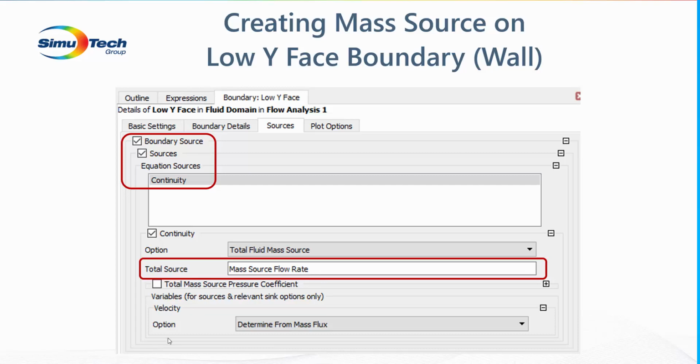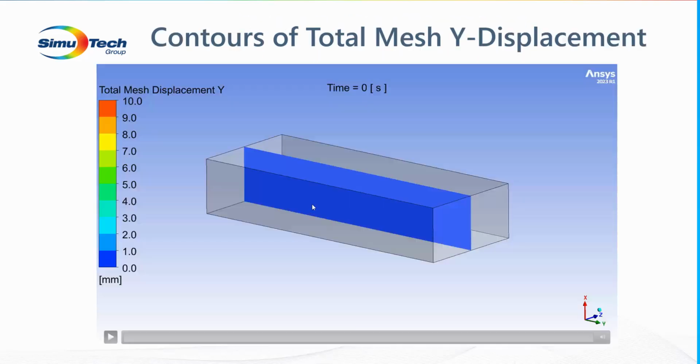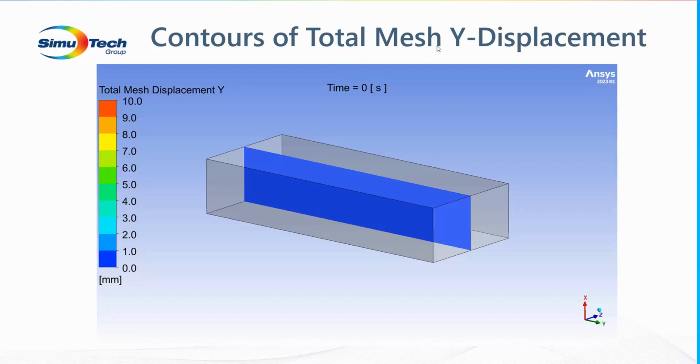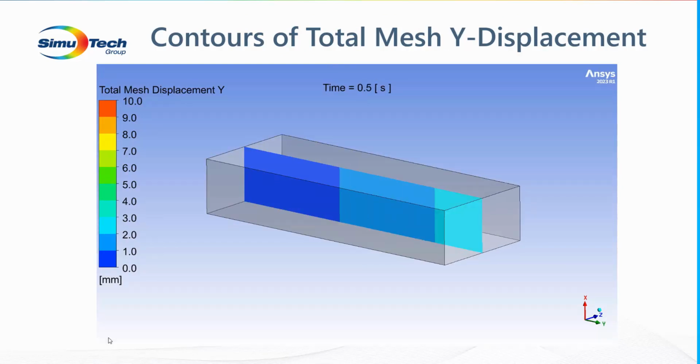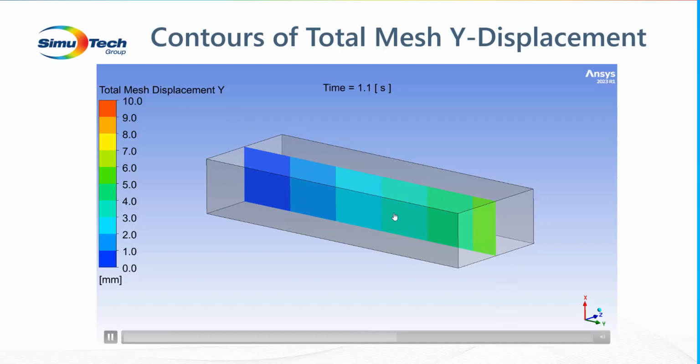And then our velocities, what we're selecting is they're determined from the mass flux. So now if we look at the results here, this is the total mesh Y displacement. This is an animation, a keyframe animation from 0 to 2 seconds. And we can see as the time proceeds, our total mesh displacement increases.